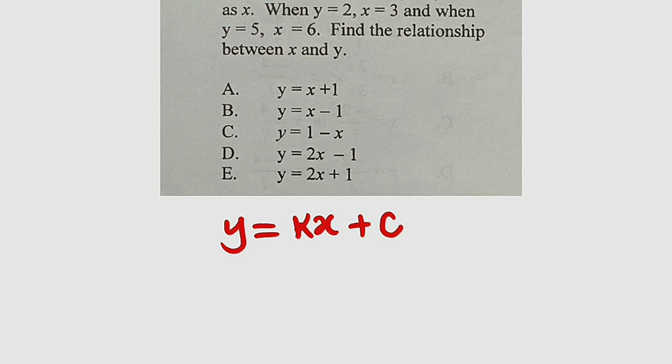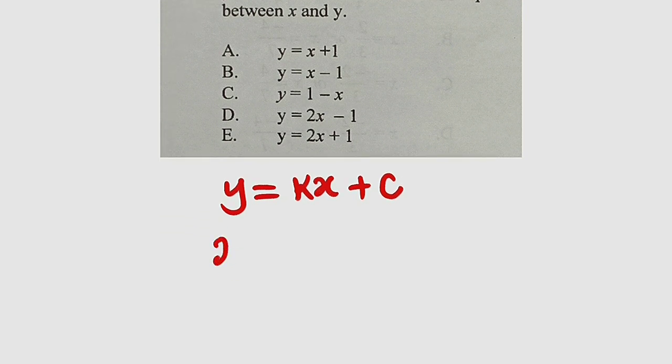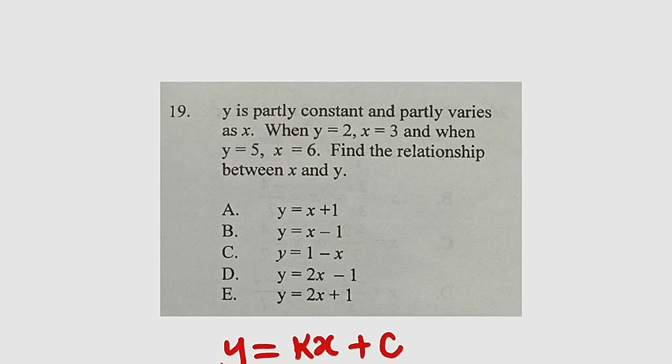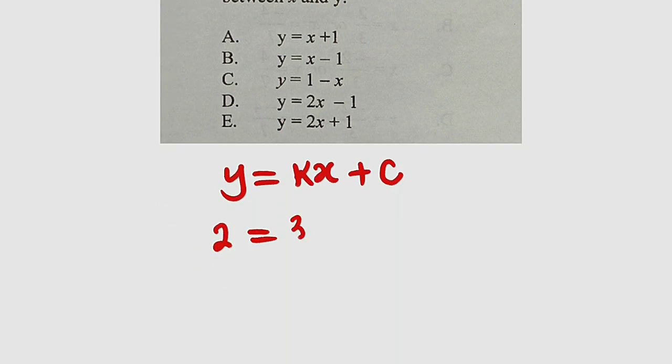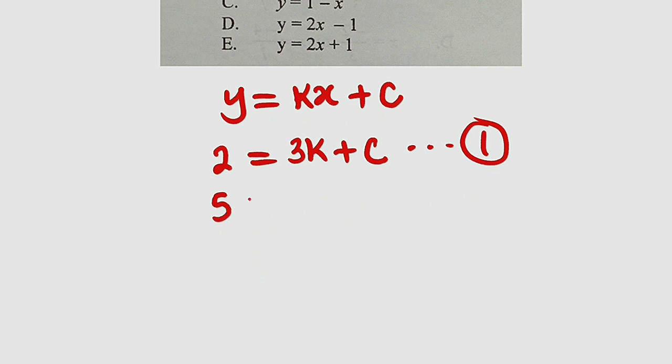Alright, now we are going to form a system of equations, solve for k and c, then we substitute them back. You can see that when y is equal to 2, x is equal to 3. So let's substitute them. When y is equal to 2, x is equal to 3. So we have 3 times k, which is 3k, then plus c. This is our first equation. Then when y is equal to 5, x is equal to 6. So we have 5 equal to 6k plus another c. This is our second equation.